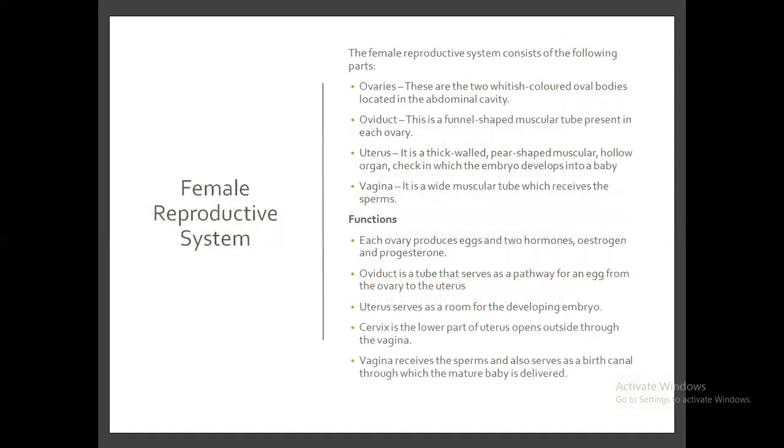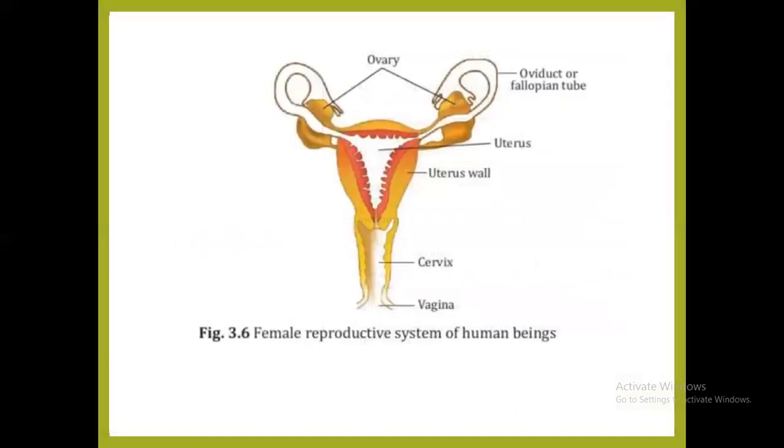Now we will discuss the female reproductive system. First you see this diagram. In this diagram, you can see one pair of ovaries. These are the ovaries. Then this is the uterus, uterus wall, cervix, and vagina. This is the oviduct, or another name of oviduct is fallopian tube. You can see the female reproductive system consists of the following parts.